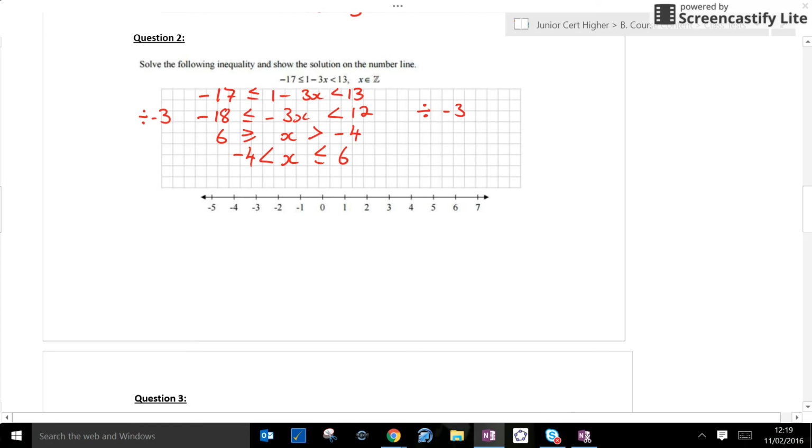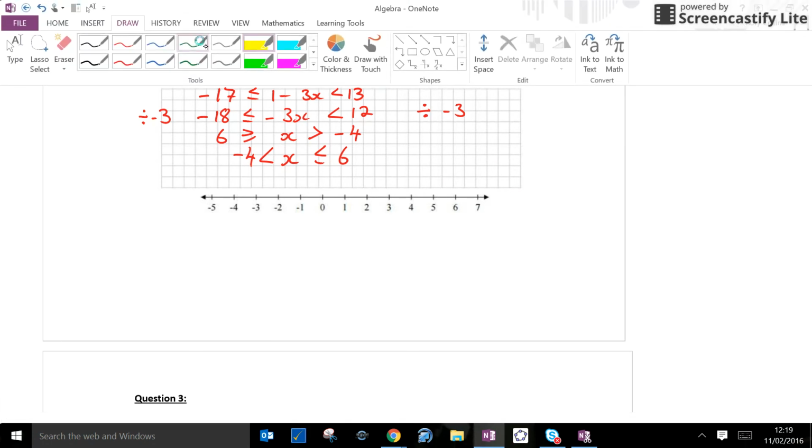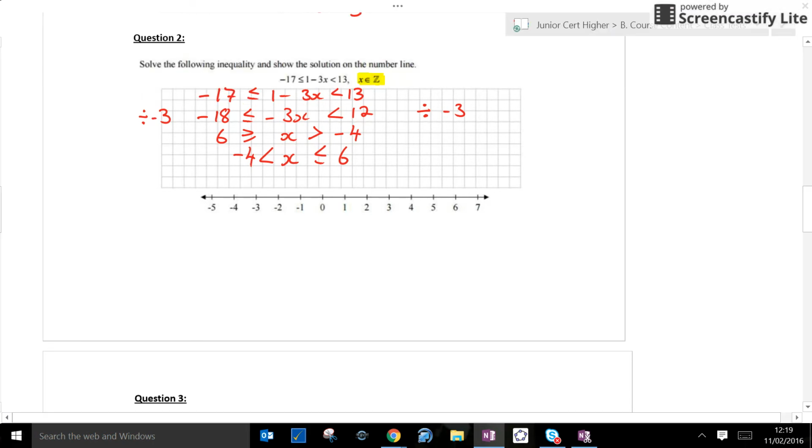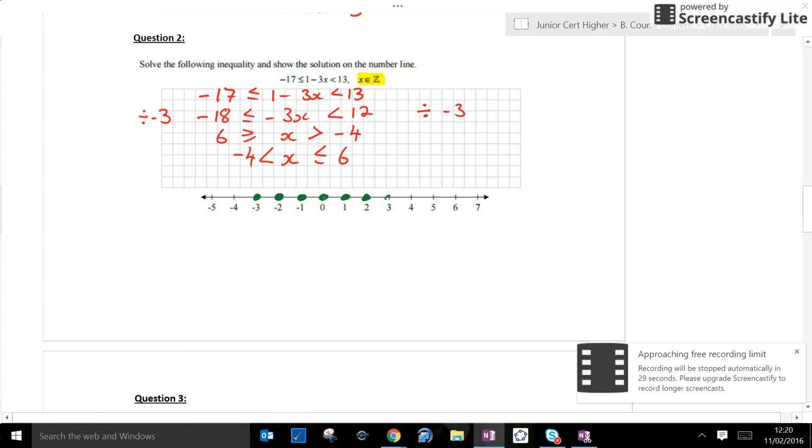Now we have to show this inequality on the number line. We're told x is an element of Z, which are integers, positive and negative whole numbers. And x is greater than minus 4 and less than or equal to 6. So x cannot be minus 4. It can be minus 3, minus 2, minus 1, 0, 1, 2, 3, 4, 5. And it can also be 6 because it can be less than or equal to 6.